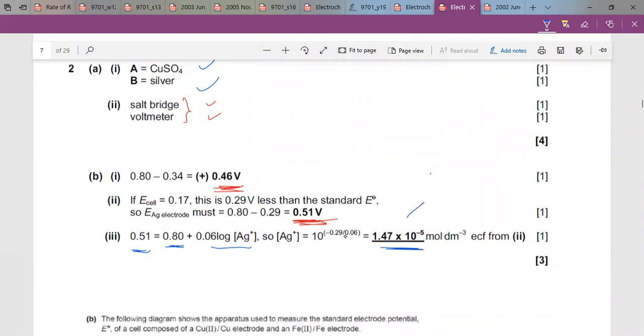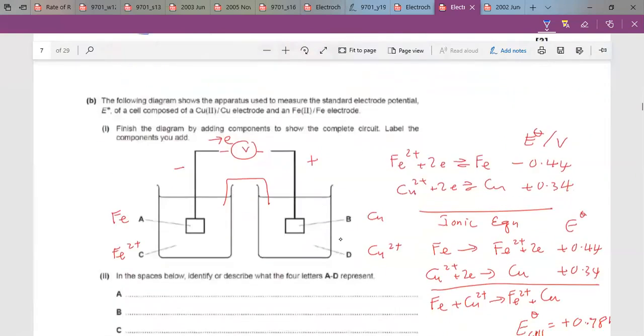Remember, standard conditions of Ag plus, how much? 1.00 mole per dm cube. So under the saturated, because it's sparingly soluble, you can see the Nernst equation comes in to calculate, but you need to explain why. All right, next one here.